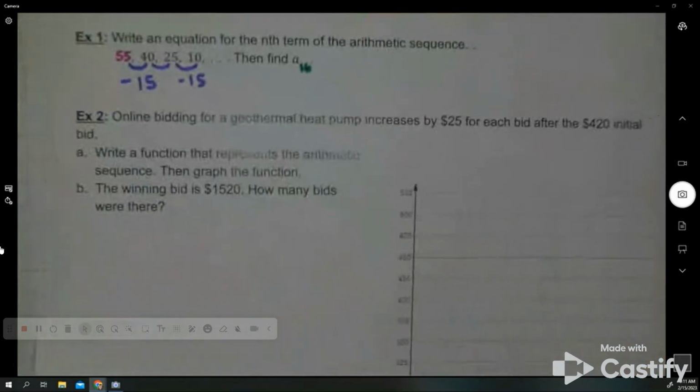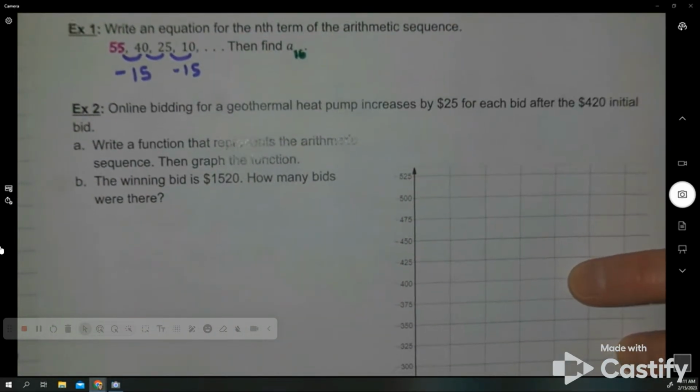For example 2, it says online bidding for a geothermal heat pump increases by $25 for each bid after the $420 initial bid.